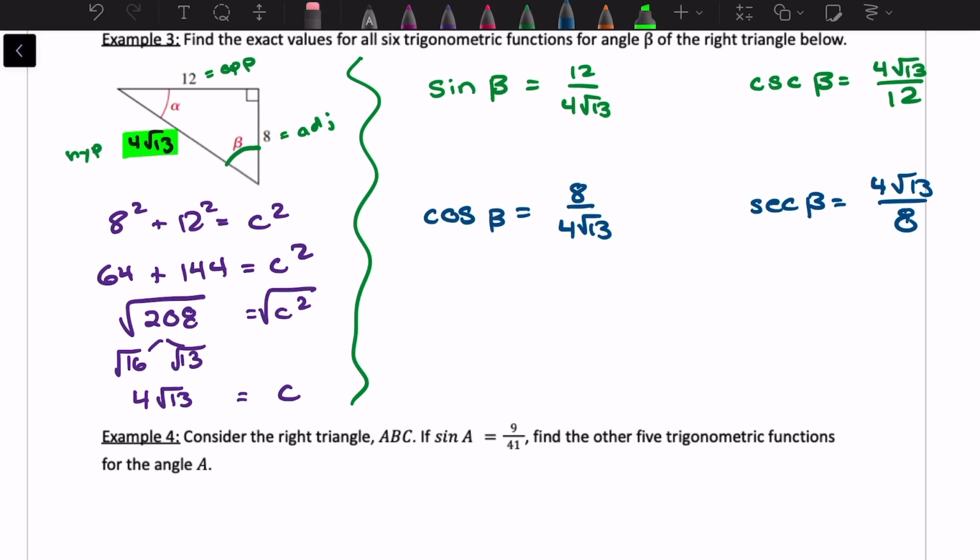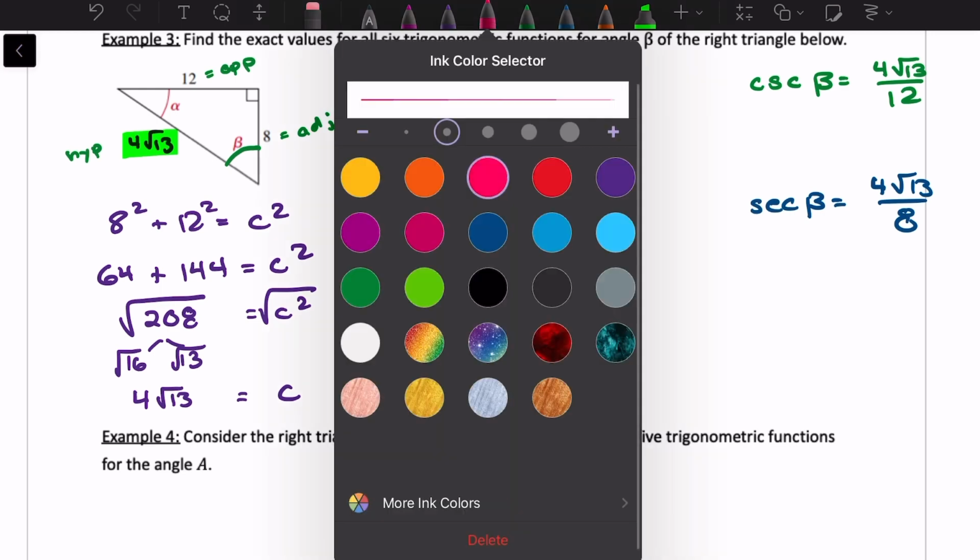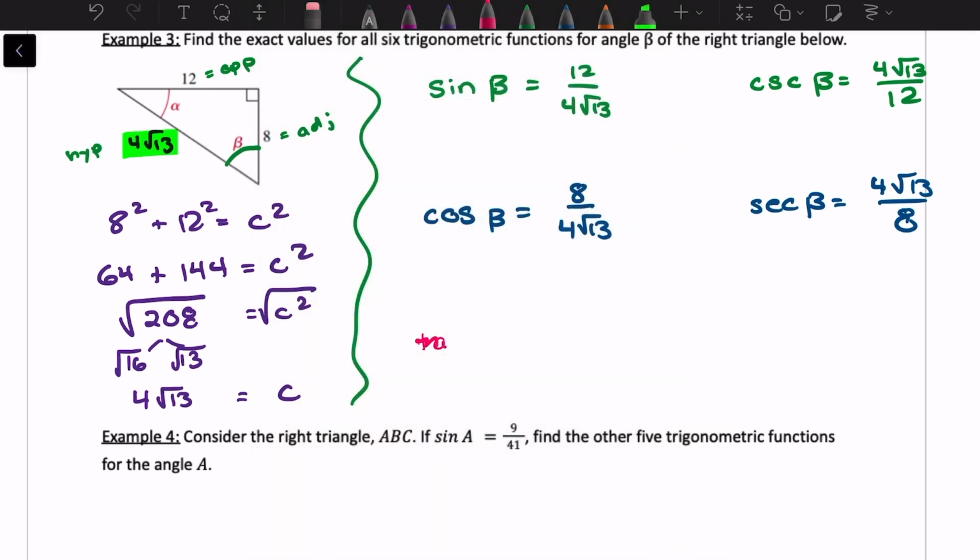Okay? And then I'm going to do tangent of beta, which is opposite over adjacent, 12 over 8, and cotangent of beta, which is 8 over 12. Now I have to simplify all of these.